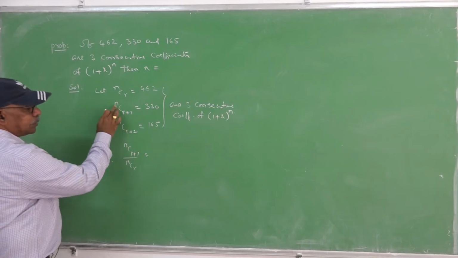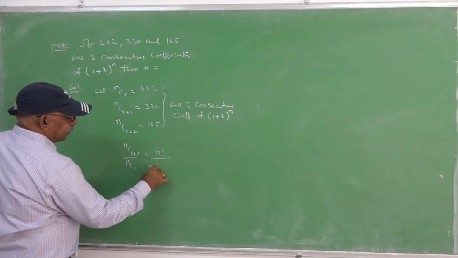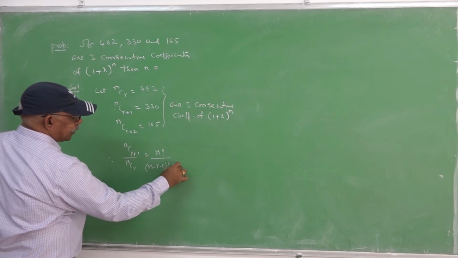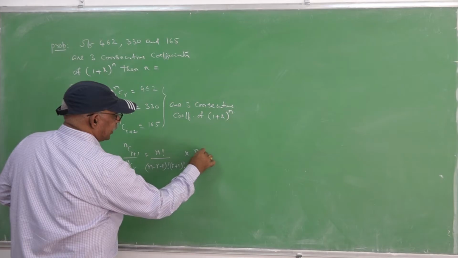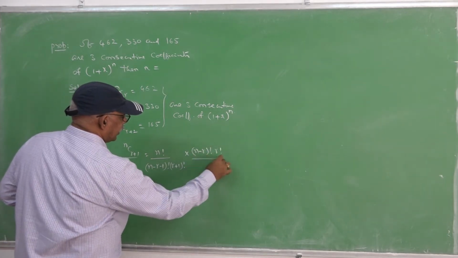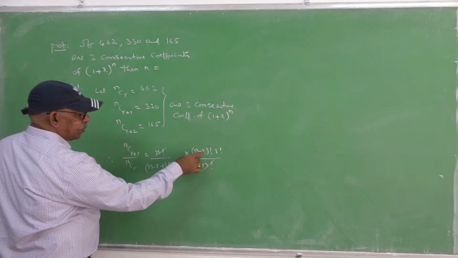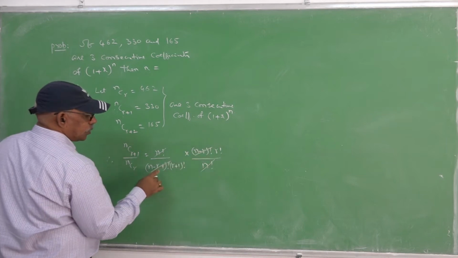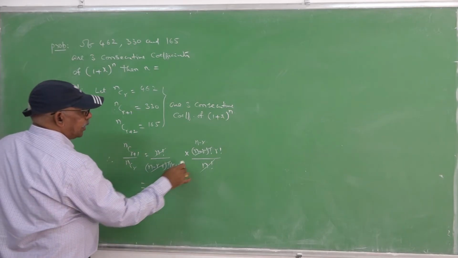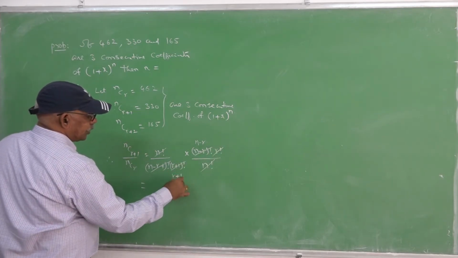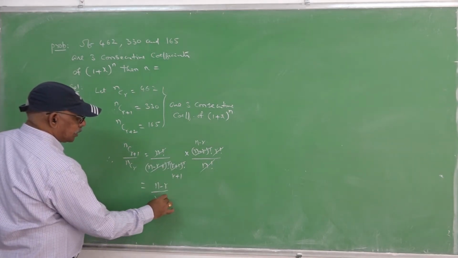Therefore, nCr+1 by nCr. Taking that, this is n factorial by (n minus r minus 1) factorial into (r plus 1) factorial, into, taking this one, (n minus r) factorial into r factorial by n factorial. You can remove this and you can remove up to (n minus r minus 1) factorial here. Hence, we get n minus r here, and you can cancel this r factorial, you get r plus 1. So the required value is (n minus r) by (r plus 1) itself.